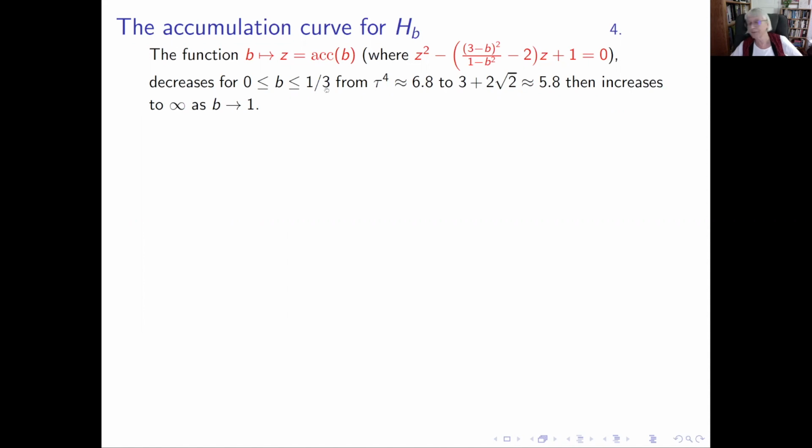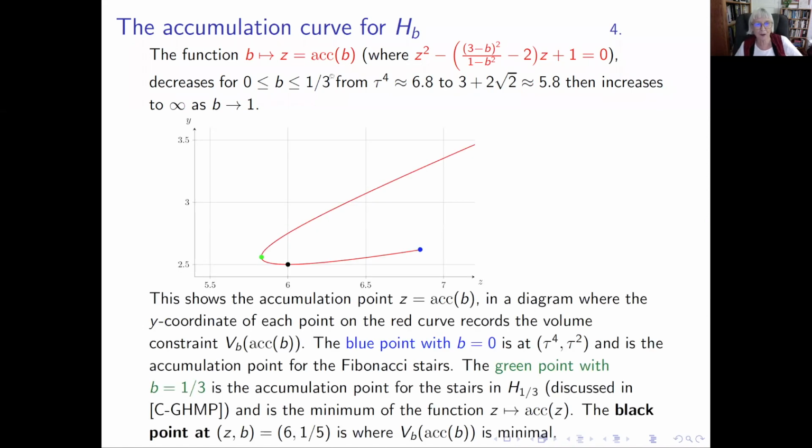At 1/3, there is another staircase, which was discovered by Anna Rita and those 4 groups of people. And there is another staircase at 1/3, and this is its accumulation point, which is this third. And then this is the minimum of this function, and then it increases. And here's a graph of it.